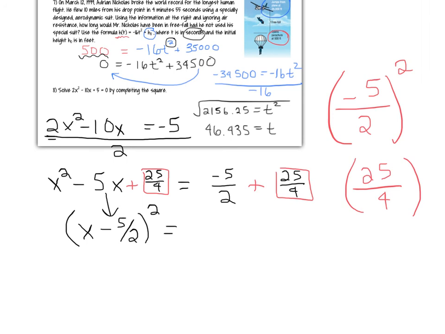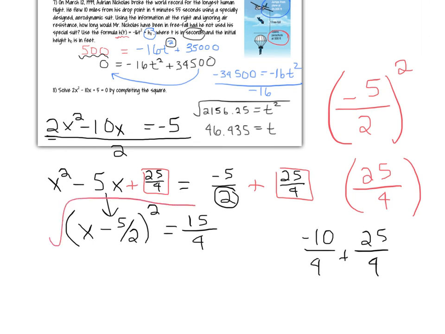And on this side of my equation, we just need to get a common denominator, one denominator of 4. So we're going to multiply both the top and the bottom by 2. So we have negative 10 fourths plus 25 fourths. That's going to get me 15 fourths. Now, take the square root of both sides. x minus 5 halves is equal to plus or minus the square root of 15 fourths.